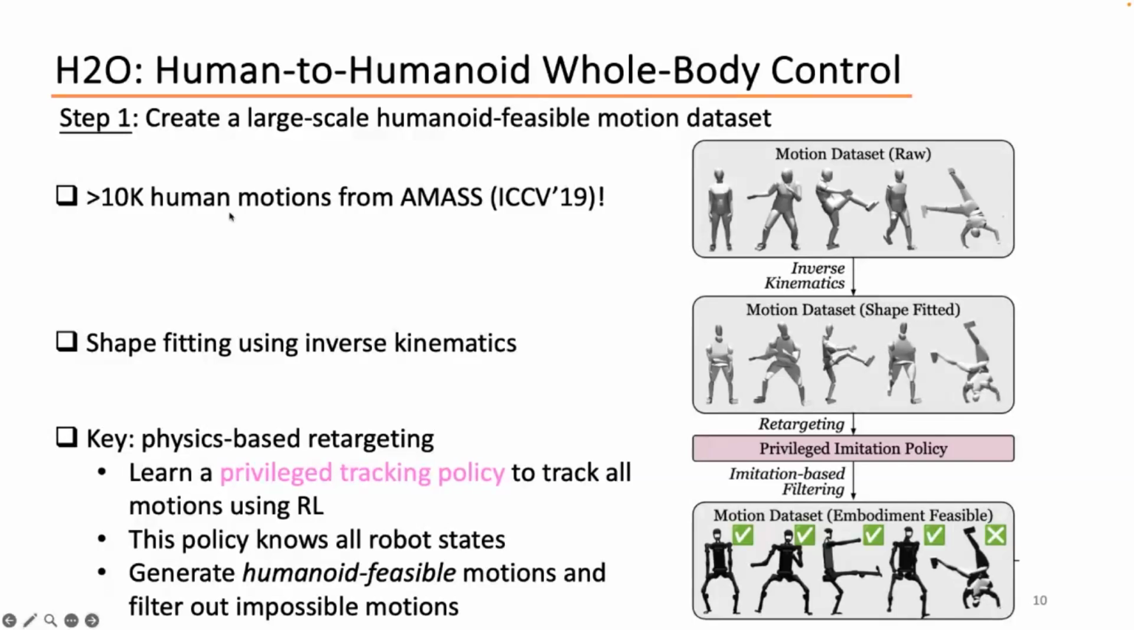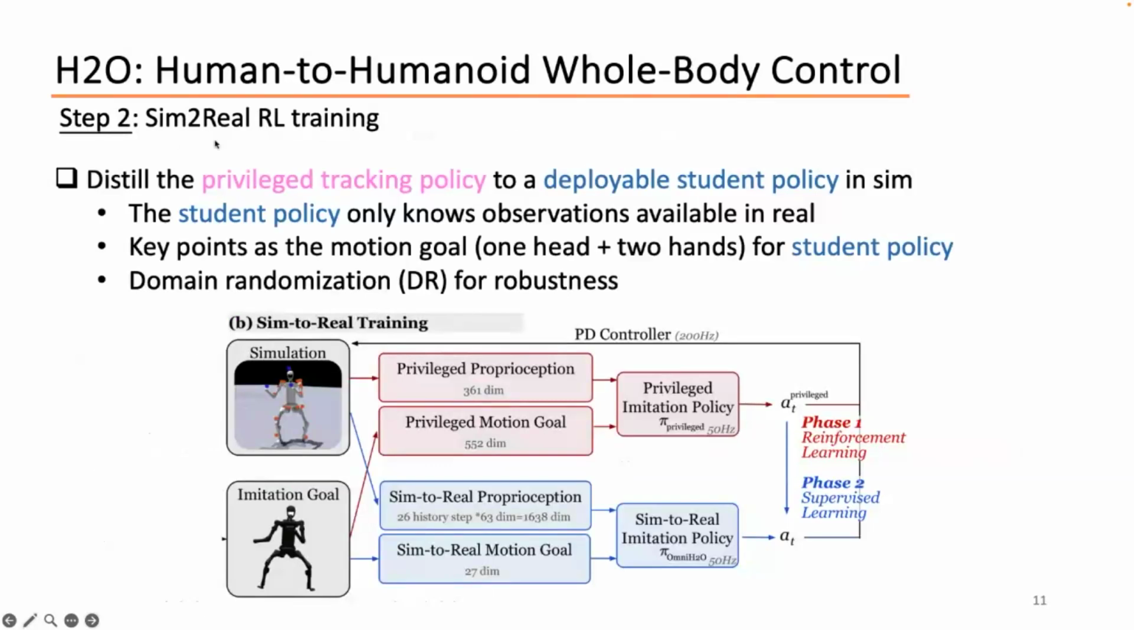However, this step one is not enough. As I said, this privileged tracking policy is not reliable because in the simulation, it's privileged, it's not robust. So we need to do the second step, Sim2Real RL training. This is a fairly standard pipeline. We did something called distillation, also called teacher-student framework. This privileged tracking policy, the pink policy, is the so-called teacher policy. It's privileged, it knows everything. And we distill this privileged tracking policy to a deployable student policy, the blue policy.